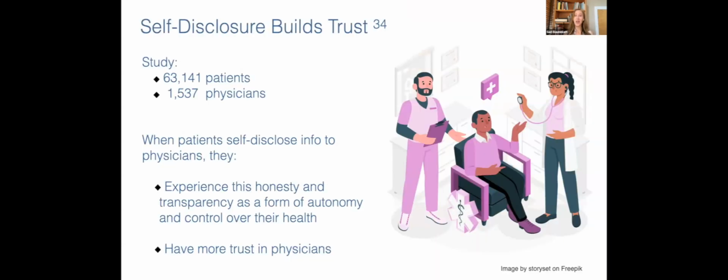And interestingly, when people do self-disclose, which they're more likely to do in an online setting, that actually builds trust. A study of 63,000 patients and 1,500 physicians found that when patients do self-disclose something, say about their mental health or whatever it might be, they experience their own honesty and transparency as a form of autonomy and control over their health. I have decided to share this with you, and this is me taking control of the situation and letting you into what's going on. And it shows they have more trust in clinicians.